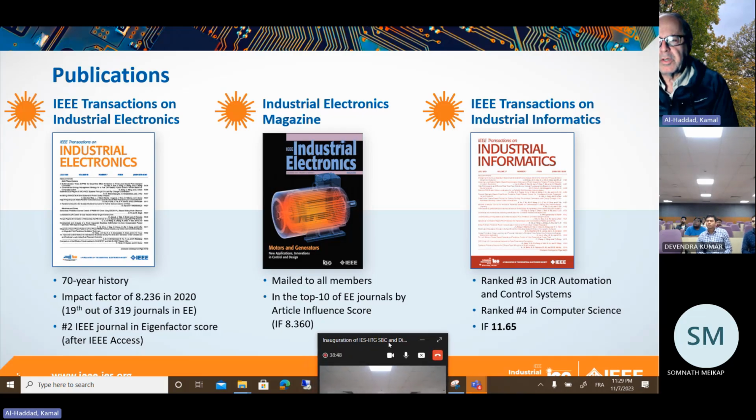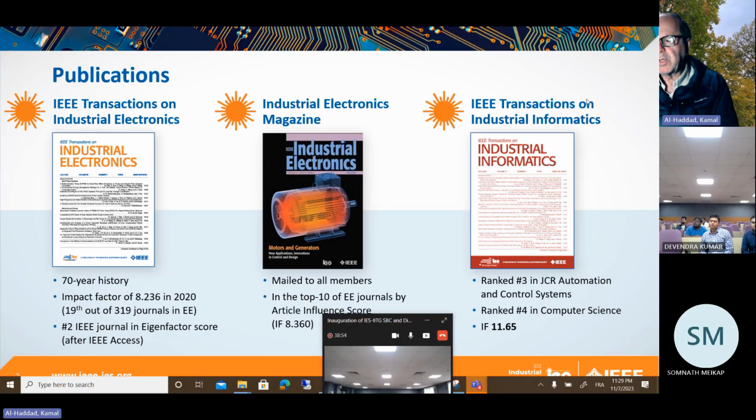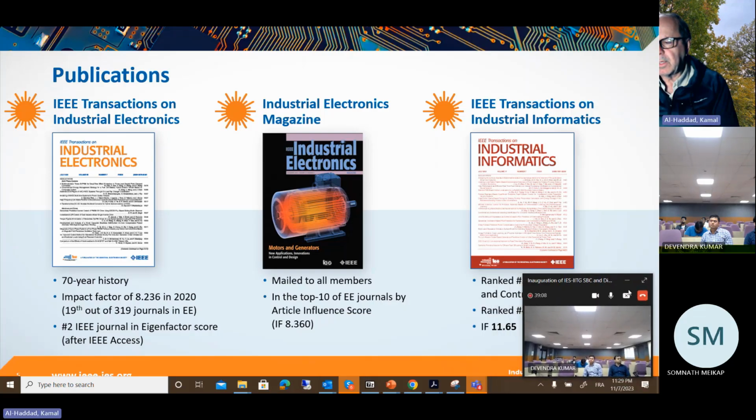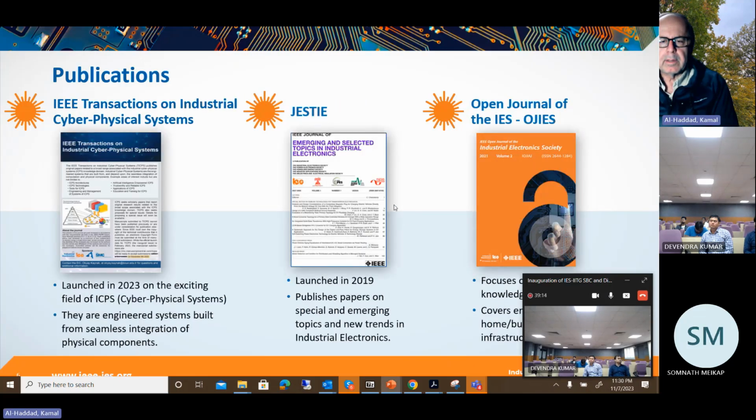We have the Industrial Electronics Magazine as well with high impact factor, and we have the Transactions on Industrial Informatics. This is one of the top ranked journals among all IEEE journals. It's ranked number 3 with an impact factor 11.65. Publishing in this transaction is like publishing in Nature for people in physics. It's a very highly ranked transaction.